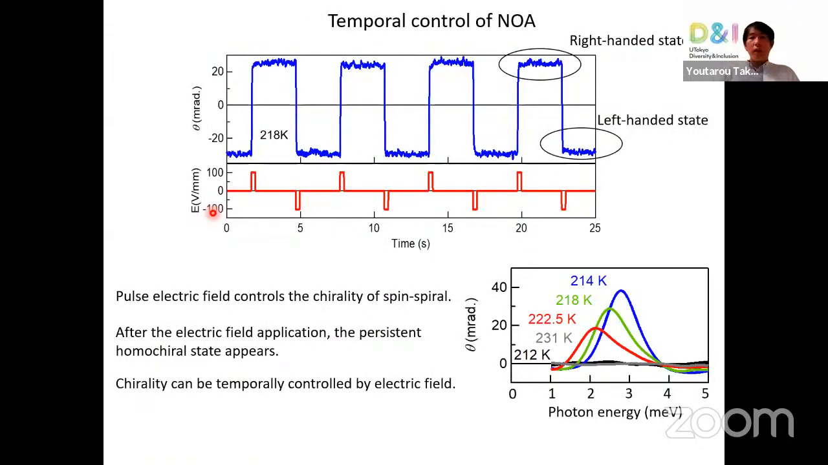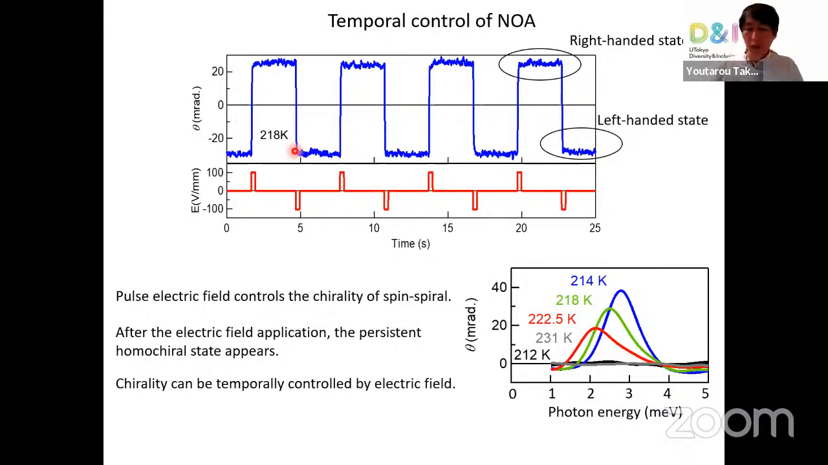And we demonstrate the temporal control of the natural optical activities. First, we applied positive electric field pulses, and a single chiral state, or homochiral state, is formed, and this persistent chiral state appears. And next, we apply the negative electric field pulse, and the sign change of the optical activity is observed. So we can control the chirality through the polarity of the spin spiral state.